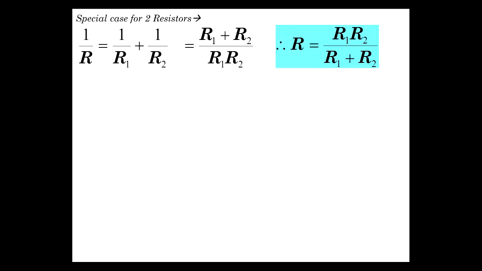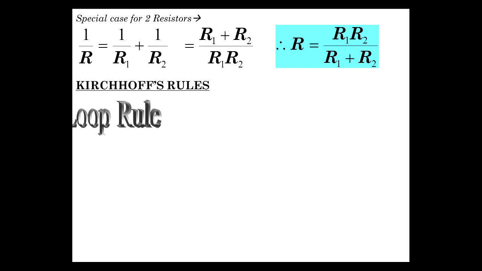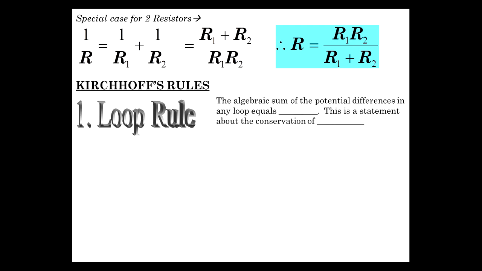Not necessary. And now, Kirchhoff's rules. Number 1, the loop rule, says the algebraic sum of the potential differences in any loop, an entire loop of circuit, equals 0, which is a statement about the conservation of energy. Remember, potentials are energy per charge, so it's associated with energy. So when you add up all the potentials, really potential differences around the loop, which is the sum of all the EMFs and the sum of all the IRs, they equal 0.